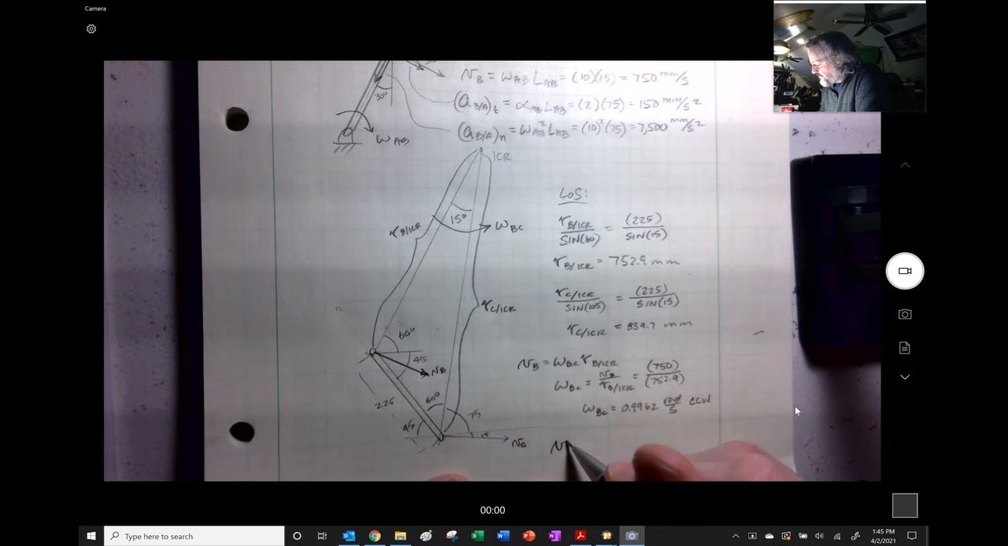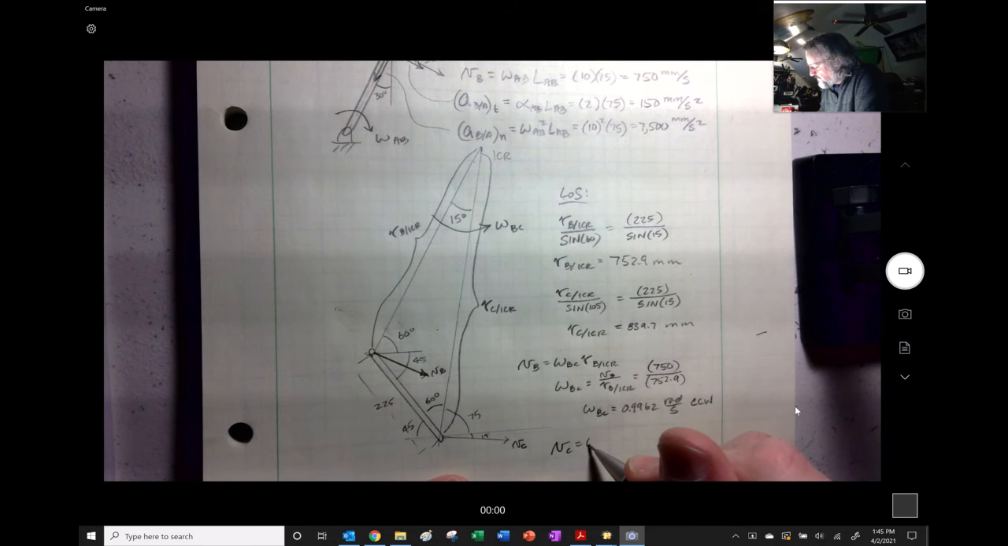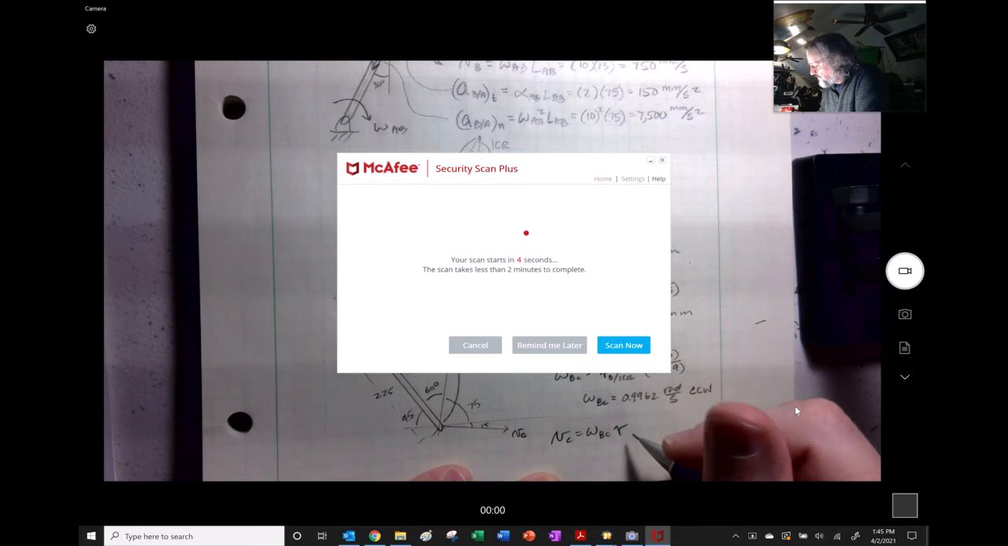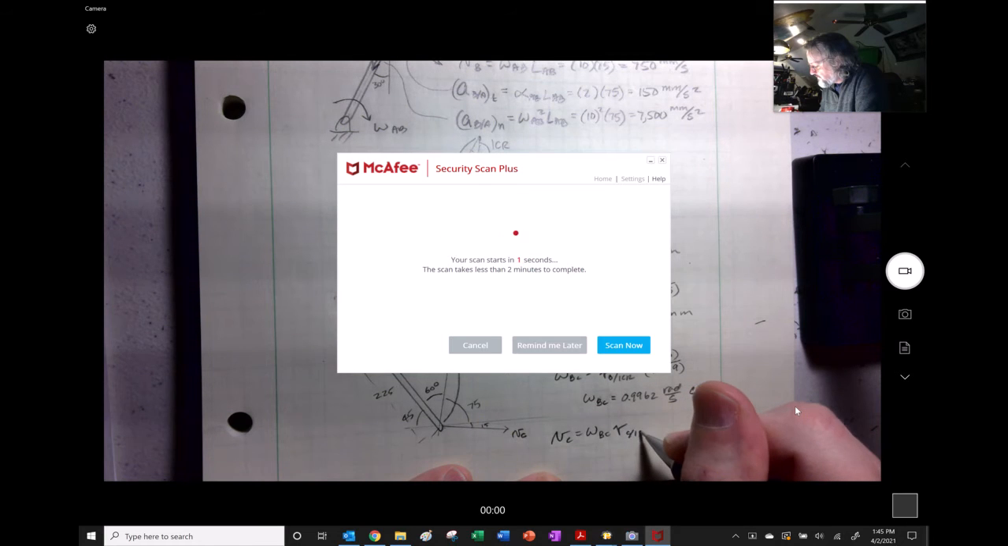And then we can also get the velocity of C is just the omega BC times RC with respect to ICR.